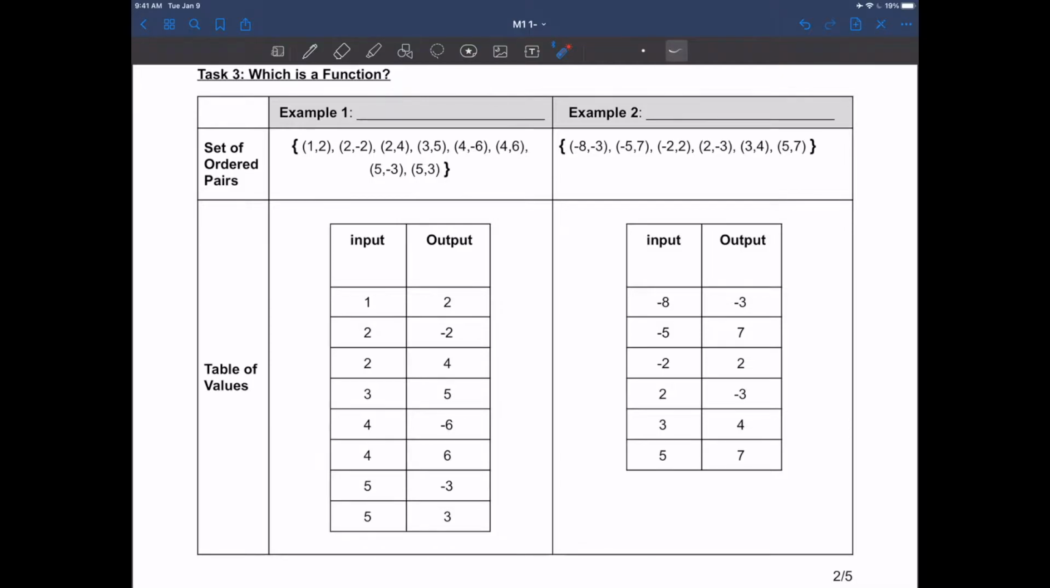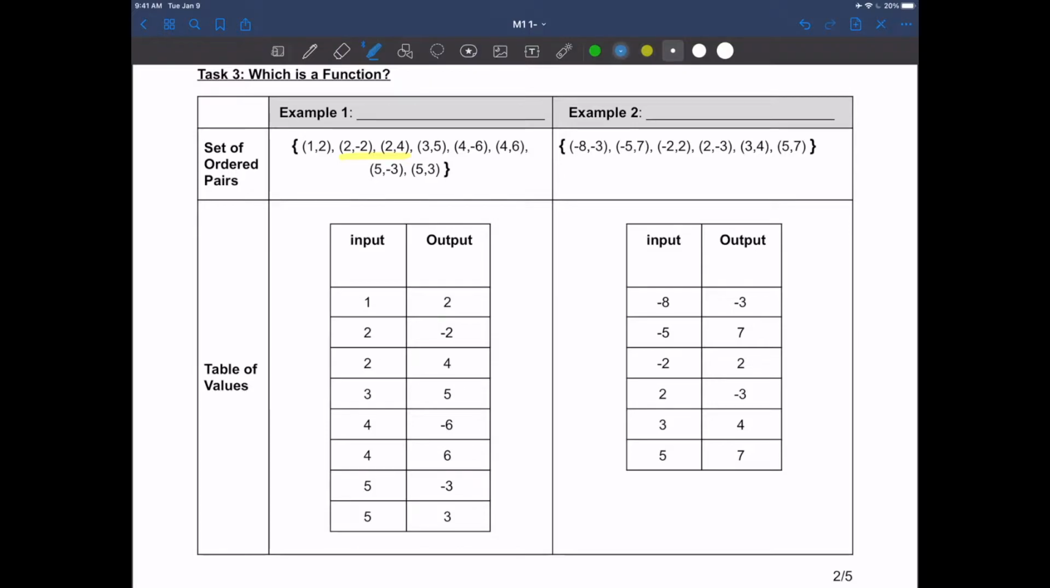Okay, so in order to determine if something is a function, I need to make sure that every input has only one output. So I look at the input of 1, I'm good because I have no other inputs of 1. I look at the input of 2, but there's also a 2 here. So I need to check their outputs. This is a -2 and this is a +4. Those are different outputs. So this one input of 2 has 2 different outputs. So I can tell because of this situation that I don't have a function, because this input of 2 has 2 different outputs. I need only one.